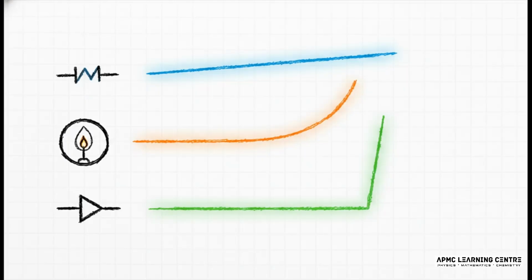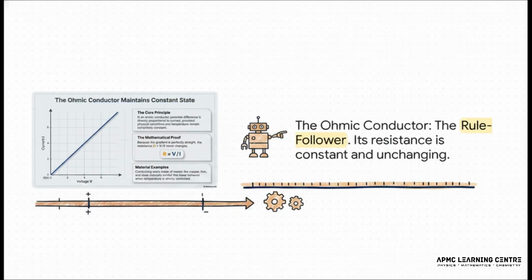Okay, this is where things get really interesting, because not all obstacles are just simple wires. When we start looking at actual engineered components, we find that they don't just resist current, they actively control it and shape it in their own unique ways. And if we map out how current changes with voltage for each one, we can actually see its distinct electrical signature. First up, we've got the ohmic conductor.